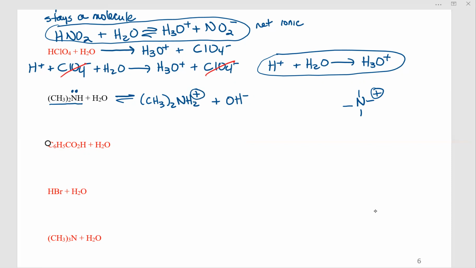All right, let's take a look at our net ionic equation. In this case, there is nothing that is going to ionize. This stays a molecule. So in this case, the molecular and the ionic equation are the same. So the molecular and net ionic equation are the same.